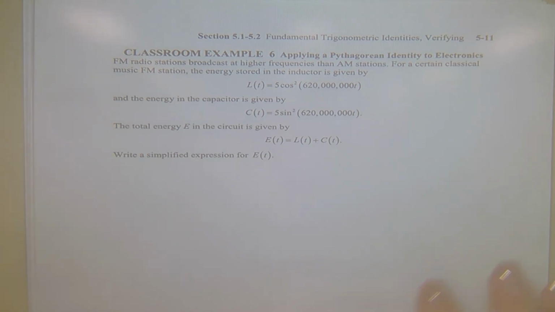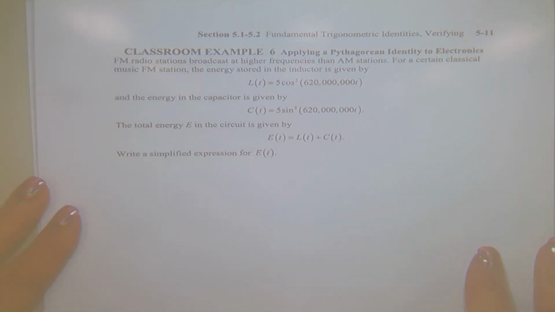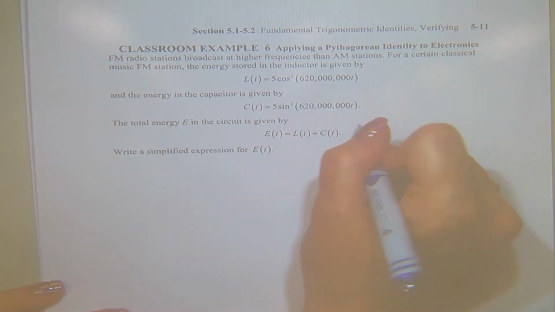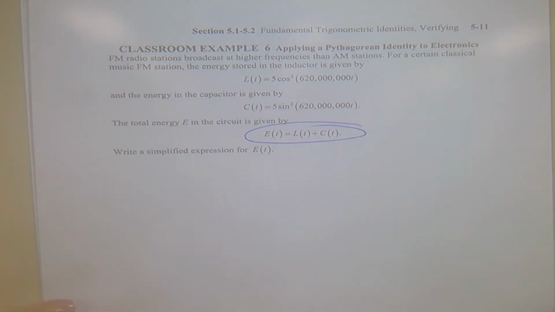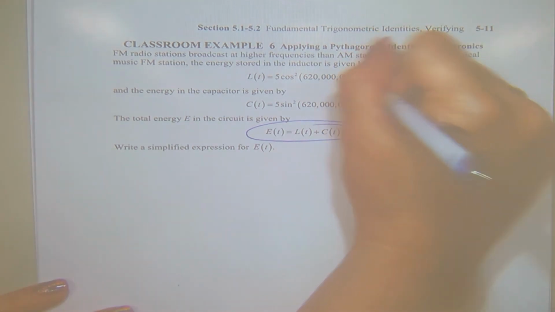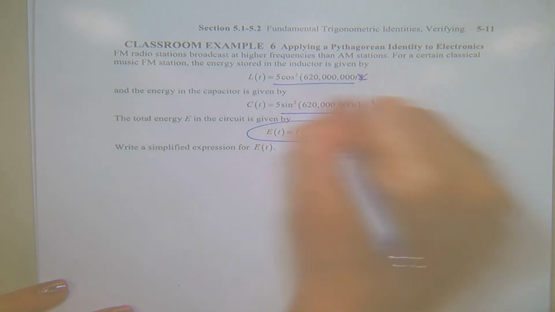Last example for 5.2, calculator math. We're applying Pythagorean identity to electronics. Remember that trig is one of our most applicable mathematics. Take a second to read the problem talking about FM radio stations. The total energy of a circuit is given to us. E of t is equal to L of t plus C of t, and we need to simplify that based on the values that we were given.